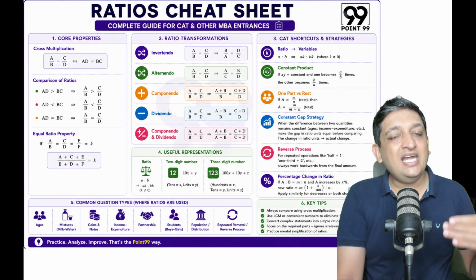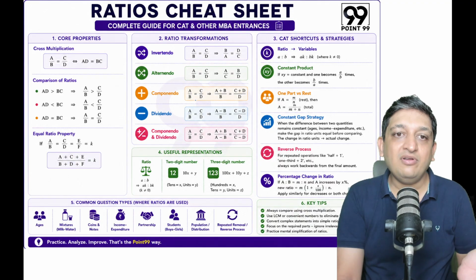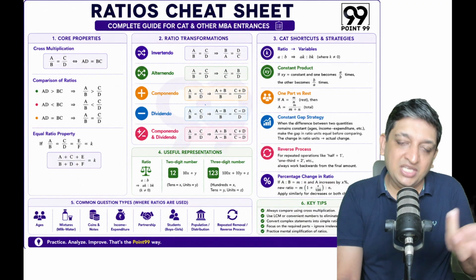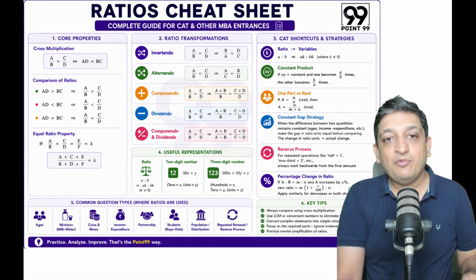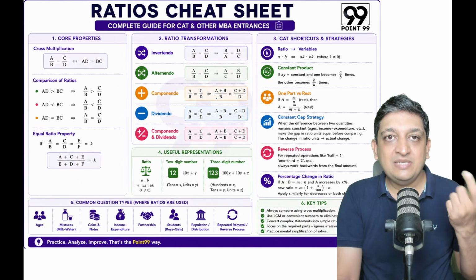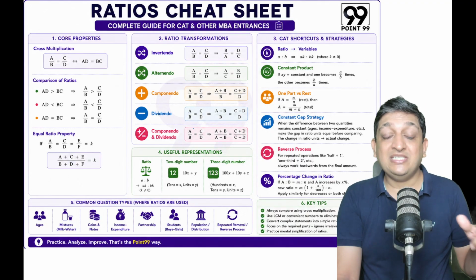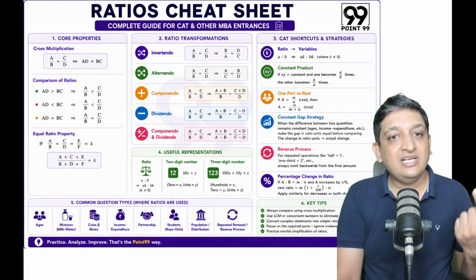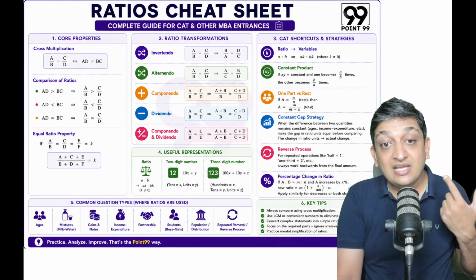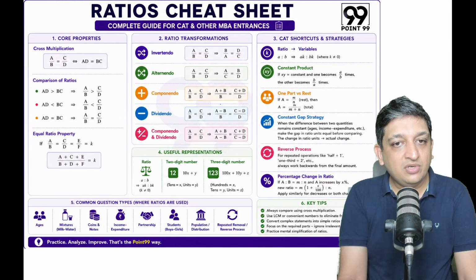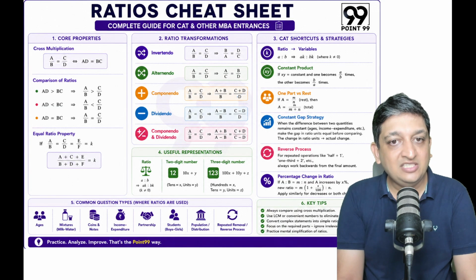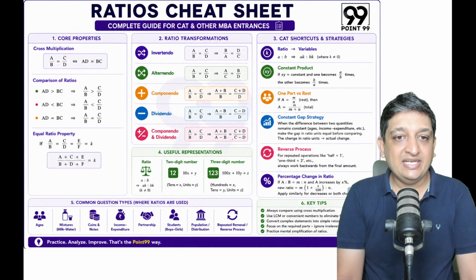Componendo basically means that if I add 1 to each ratio, then what will happen? A by B plus 1 will be equal to C by D plus 1 if A by B equals C by D. And then I'm going to get A plus B by B equals C plus D by D. Similarly, if I subtract 1 from each ratio, what will happen? We'll get A minus B by B equals C minus D by D. Componendo and dividendo done together is going to give us A plus B upon A minus B equals C plus D upon C minus D.